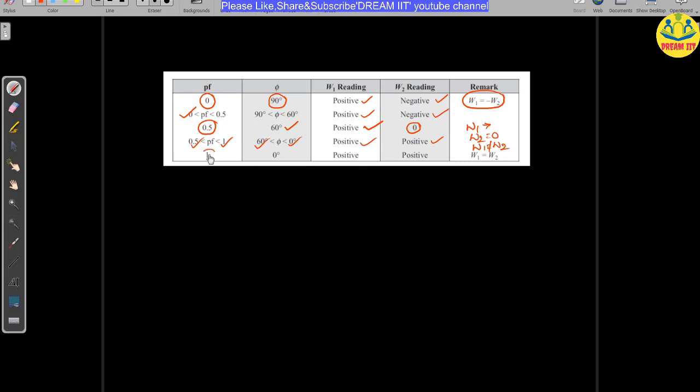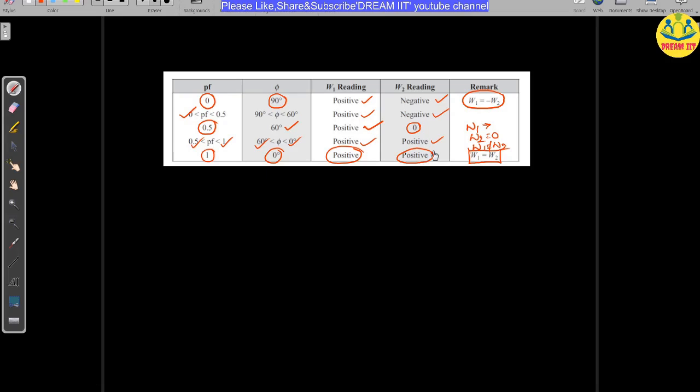And you can say it as whenever you have the power factor is 1, so phi will become 0, and W1 reading is positive and W2 reading is also a positive value, and they both are equal in this case. That is what I can say. So this is of the different cases.